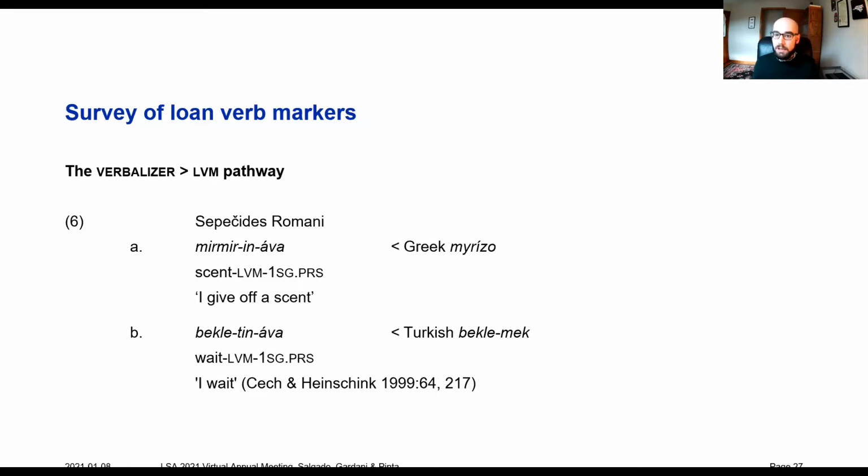And again, this has been generalized such that even languages that aren't Greek, as we can see in 6b, such as this loan from Turkish, they still get this marker to show that this is a non-native verb.